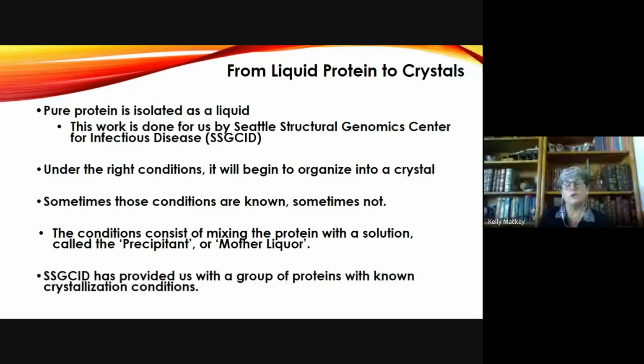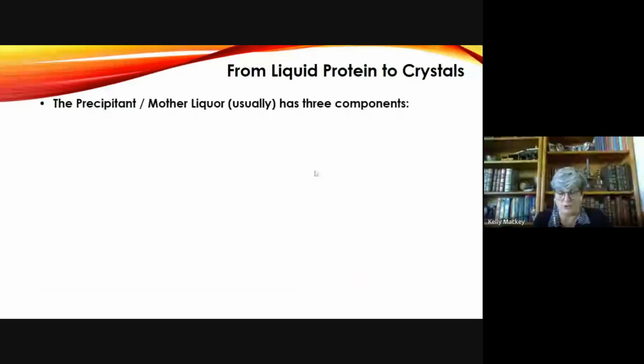So the good news for this group is that SSGCID has provided us with a group of proteins with known crystallization conditions. In the past, and I'm not going to spend a lot of time talking about the past, we would get the proteins, and part of your job as the student would be to research possible conditions. Then we were starting from scratch and it had less success than we might have wanted.